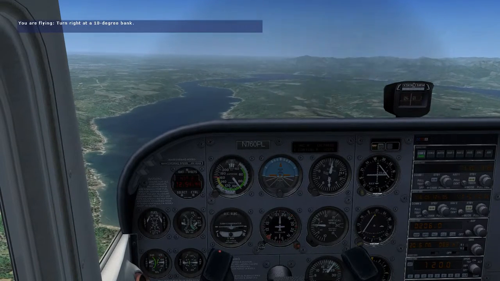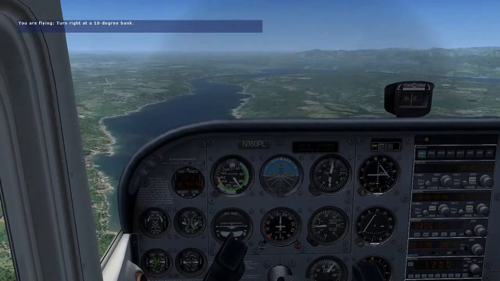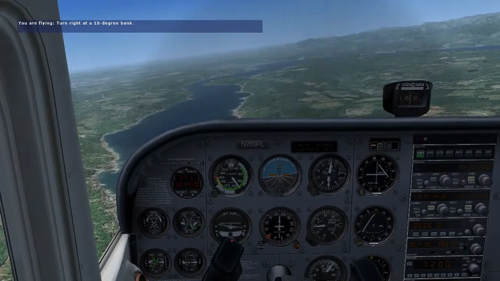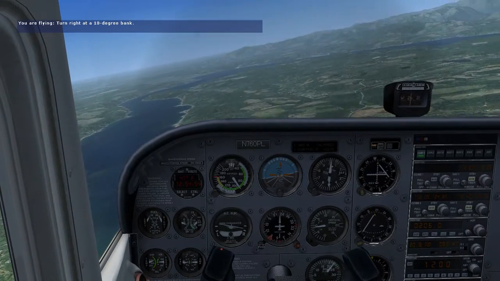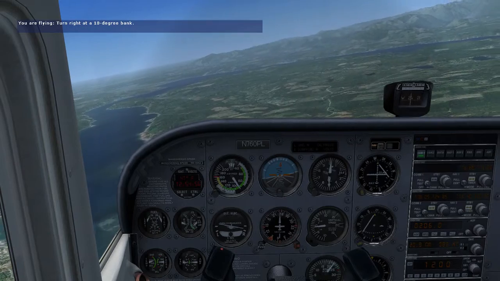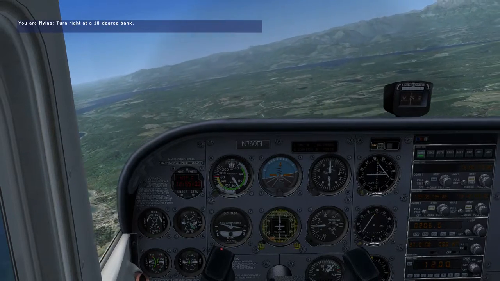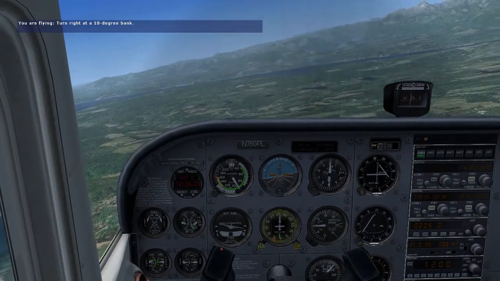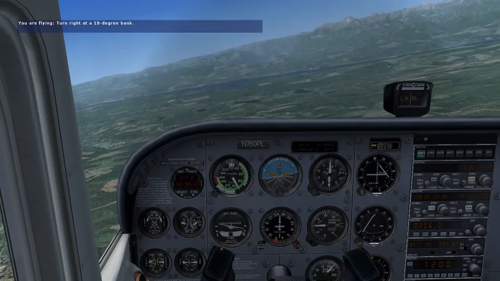I want you to turn right and use a 10-degree bank angle. Notice how the heading changes. The bank angle determines the rate of turn. A small bank angle gives us a small turn rate. A large bank angle gives us a larger turn rate.